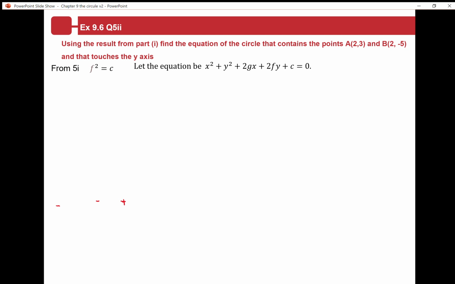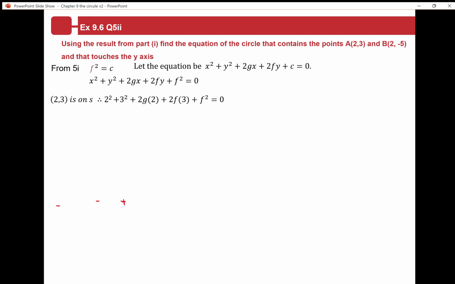We know from part 1 that f squared is equal to c. So the first thing I'm going to do here is eliminate the c from my equation of the circle and substitute it in with f squared. So this gives us x squared plus y squared plus 2gx plus 2fy plus f squared is equal to 0. Okay, so now I just have 2 unknowns in my equation of the circle. Let's try and solve for those.